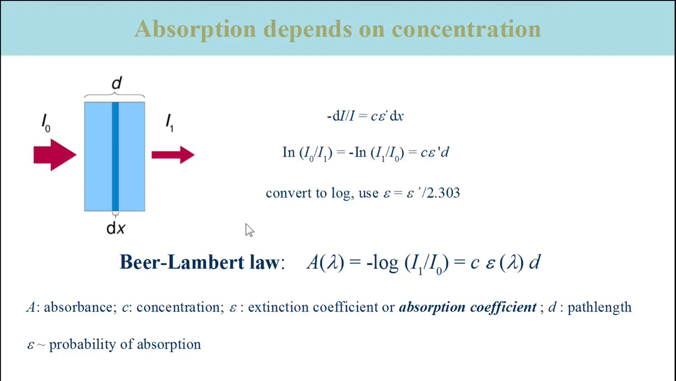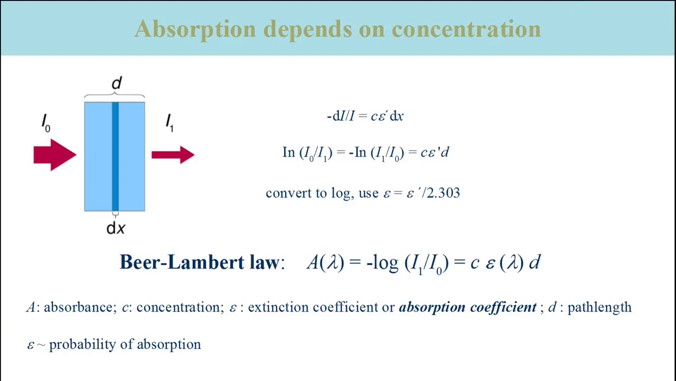The law was partly discovered by Pierre Bouguer in 1729, which was cited by Johann Heinrich Lambert in 1760, and completed with the concentration dependency by August Beer in 1852. Therefore it is known also as Beer's law, Lambert-Beer law, or Beer-Lambert-Bouguer law.